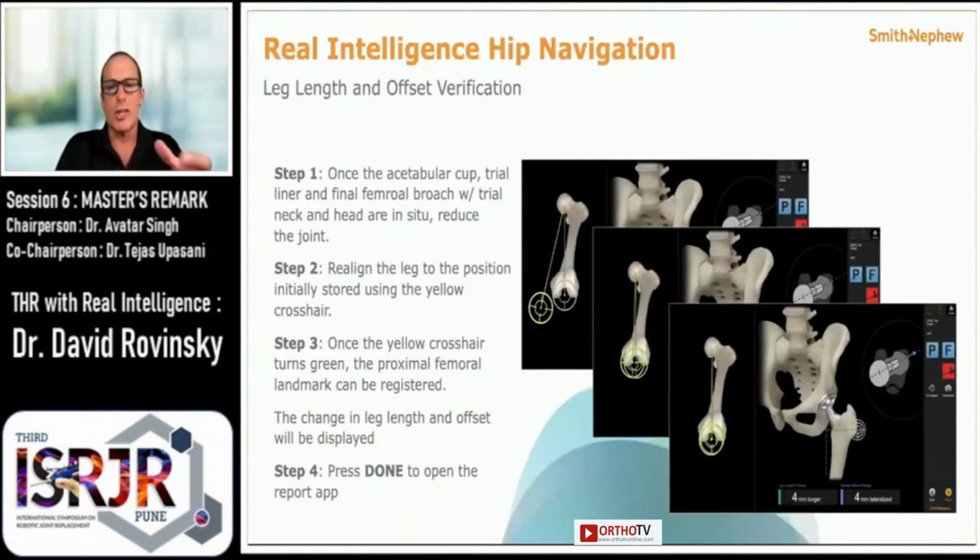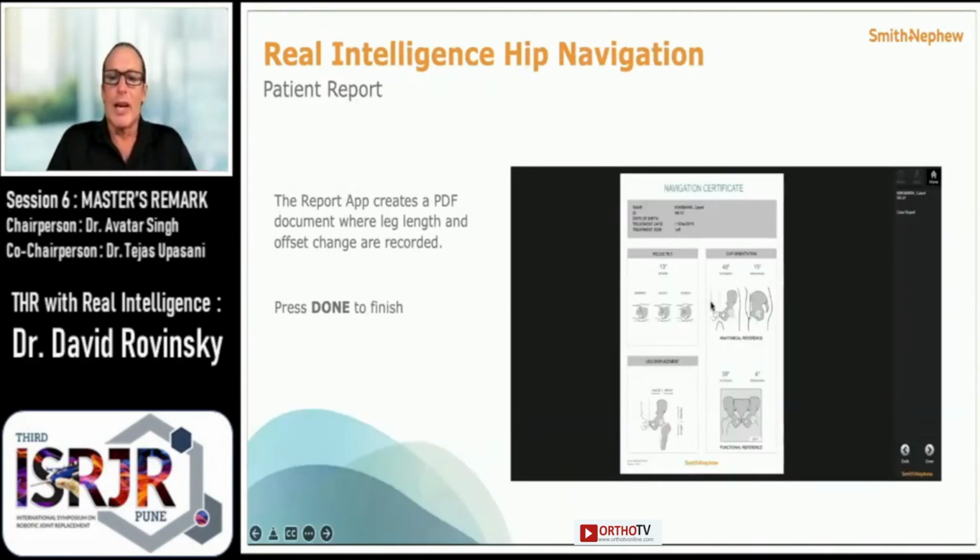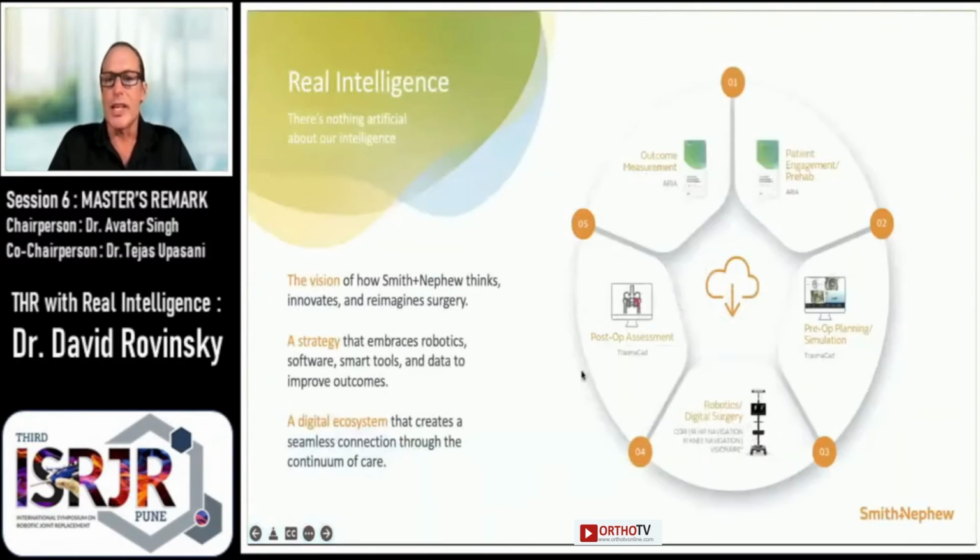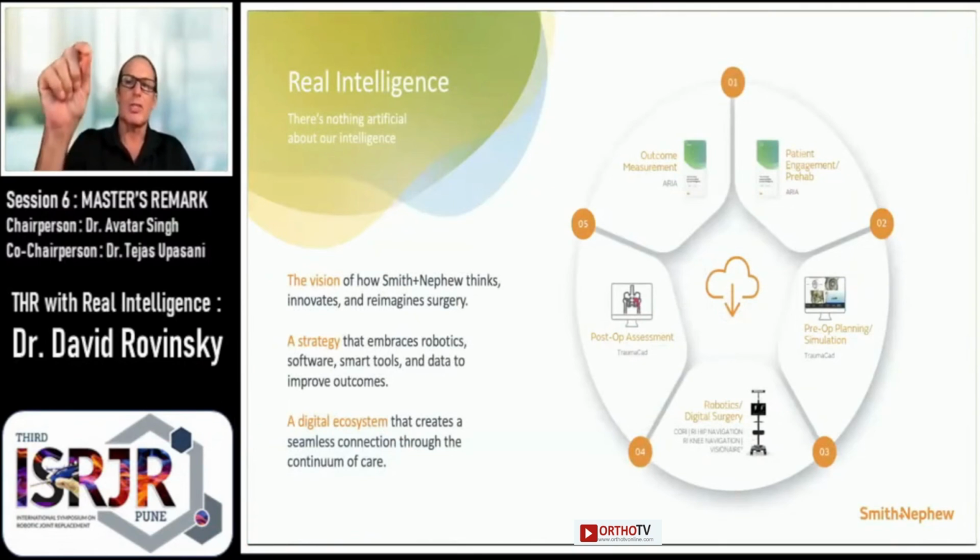Then we insert our trial components, we reduce the hip, we bring the femur back to that 0 position, and we can see that we've added 4 millimeters of leg length and added 4 millimeters of offset, and according to our preoperative templating, that can be our goal. We have a navigation certificate at the end of the surgery telling us all this information, and again, all this data is integrated into a digital ecosystem where you can relate the patient outcomes to your plan, to your execution.